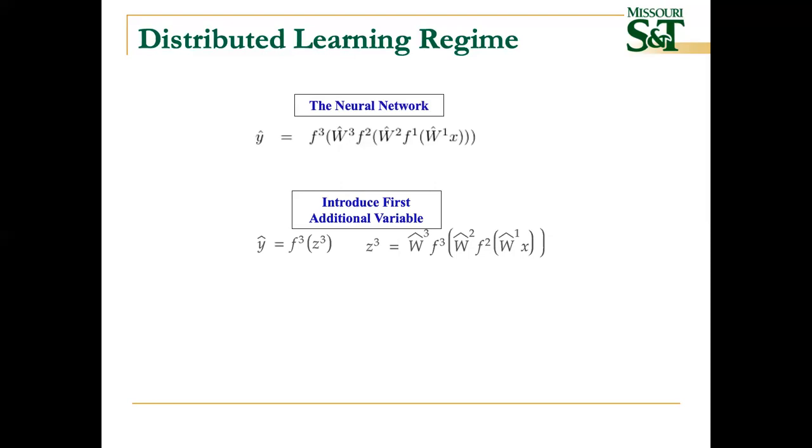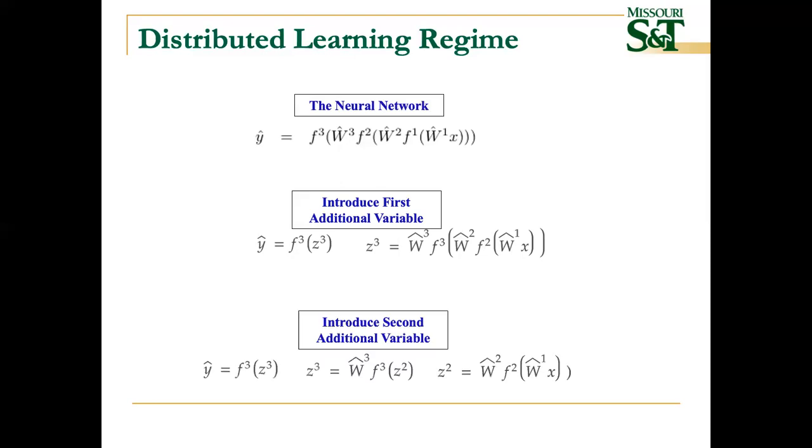Similarly, let's introduce another additional variable, Z2, such that now the output Z3 depends on Z2, and Z2 is constrained to be equivalent to the first layer and the second layer in the neural network. By introducing these two additional variables, our optimization problem has now changed.